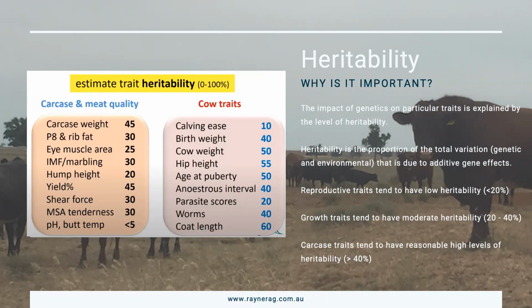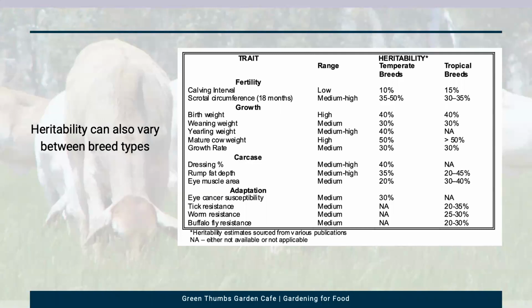If we look within our breeding herd, calving ease tends to be a lowly heritable trait, whereas birth weight, cow weight, hip height, and even things like coat length are very heritable traits. So it's important to know, in the background when we start to collect data, how much of the impact on the expression of those animals is the result of the heritability of those traits, and how much is potentially due to environmental impacts.